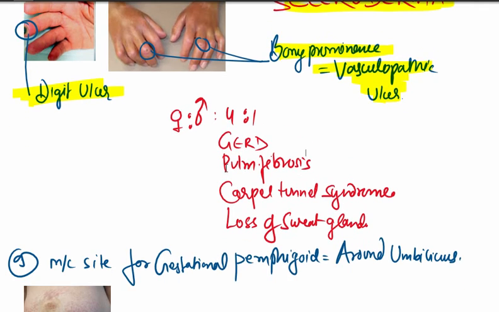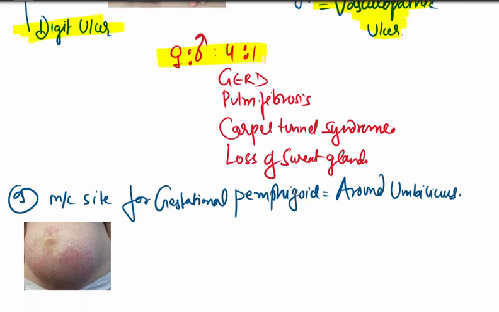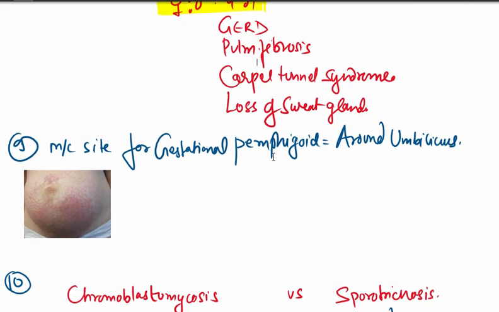Okay, female to male predisposition is 4:1. It is also associated with scleroderma; patients can have GERD, pulmonary fibrosis, carpal tunnel syndrome, and loss of sweat glands. All these can be found in scleroderma.